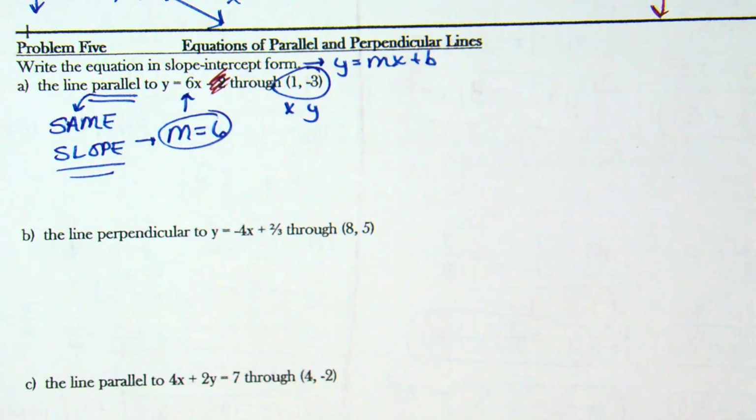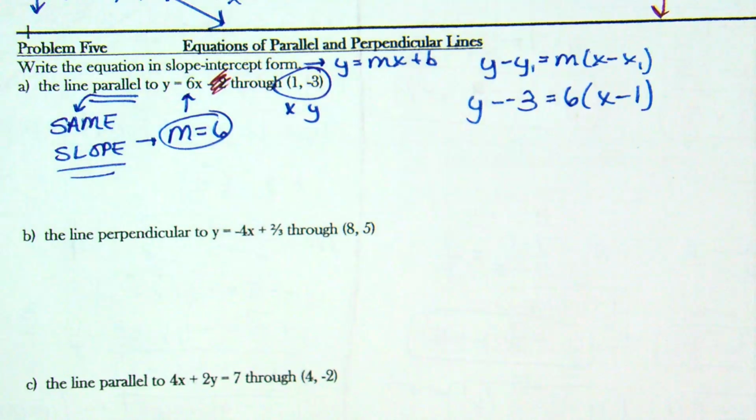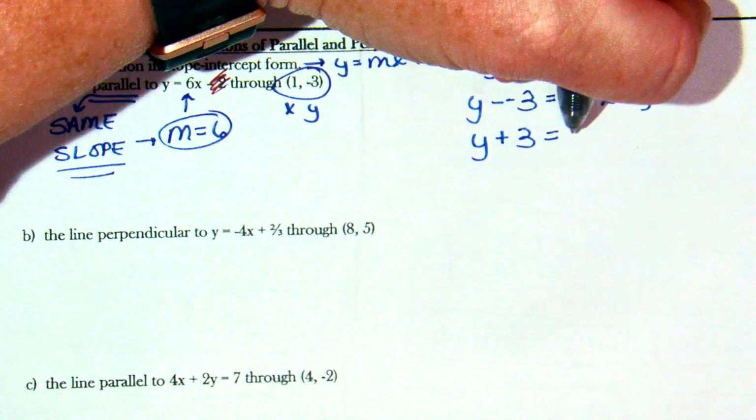What do you know about minus negative 3? That's y plus 3. 6 times x minus 1. You're going to distribute, and that is 6x minus 6. Final step, if it's y plus 3, we need to subtract 3. And so y equals 6x minus 9.